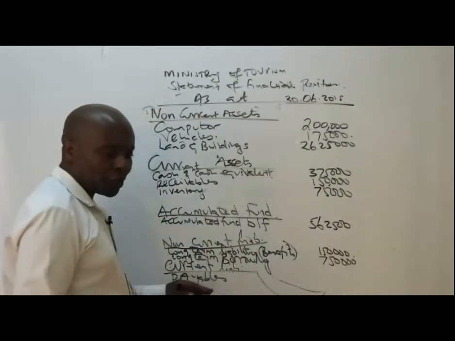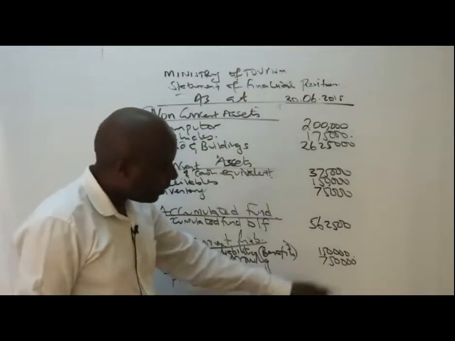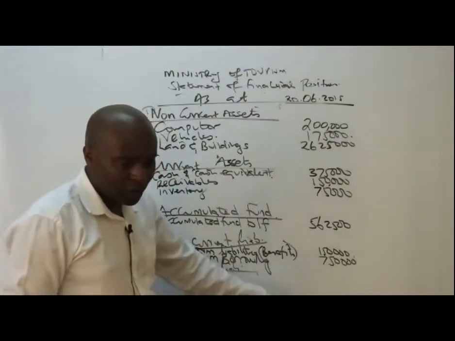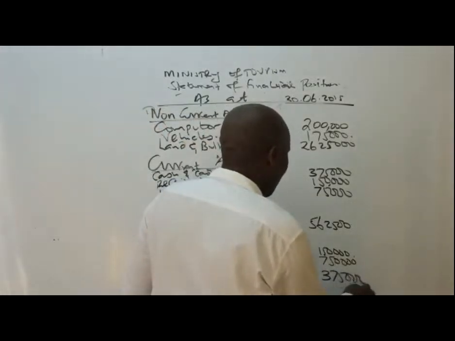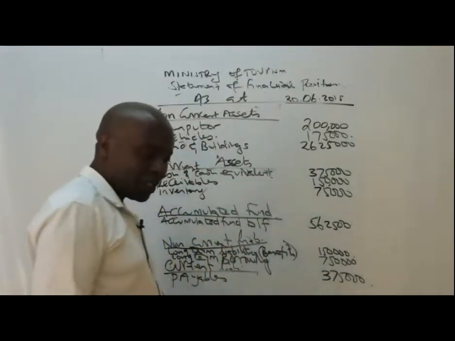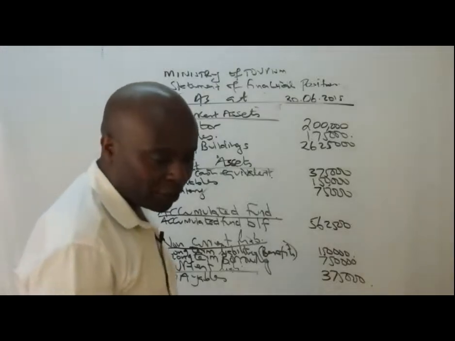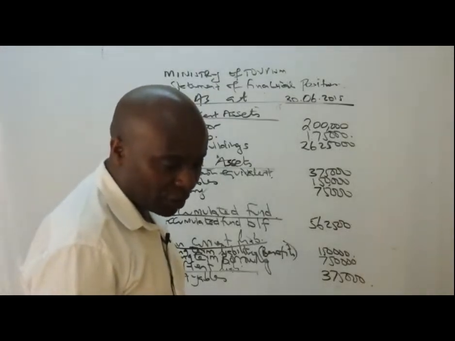Payables over how much? 375,000. Payables of 375,000. From there we have, thank you very much. From there we have, ladies and gentlemen, the last one.